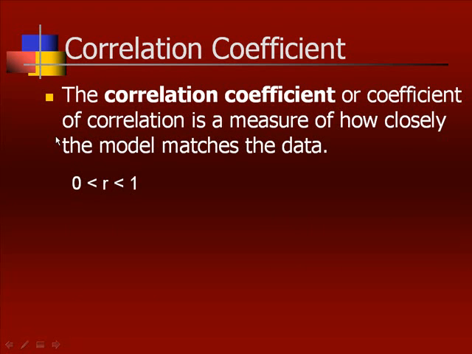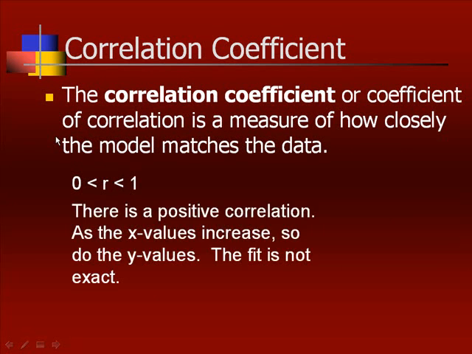If R is somewhere between 0 and 1, that means it's a positive correlation, so it's going to have a positive slope. The closer it is to 1, the better fit it is. The closer it is to 0, there is no fit.